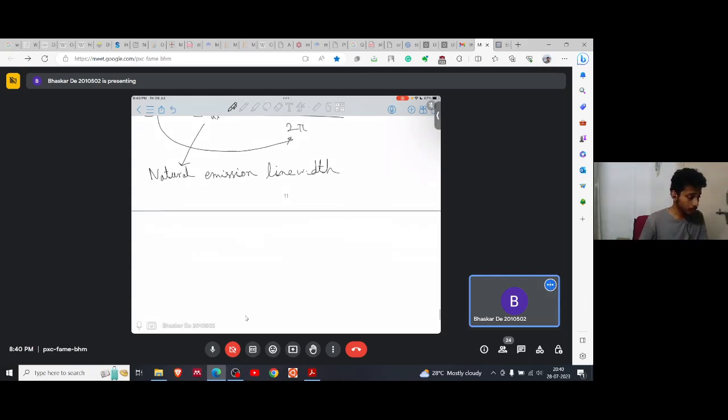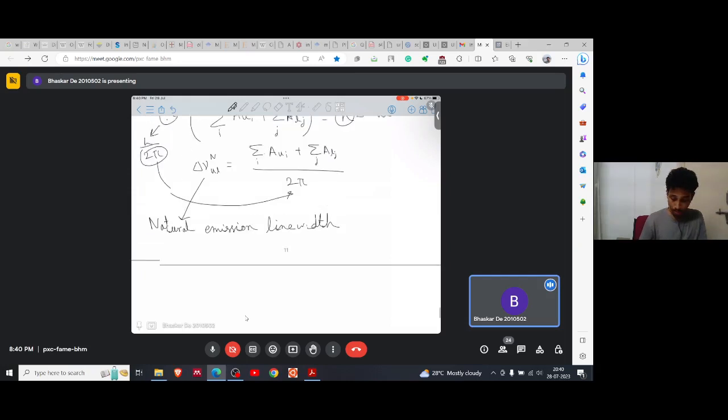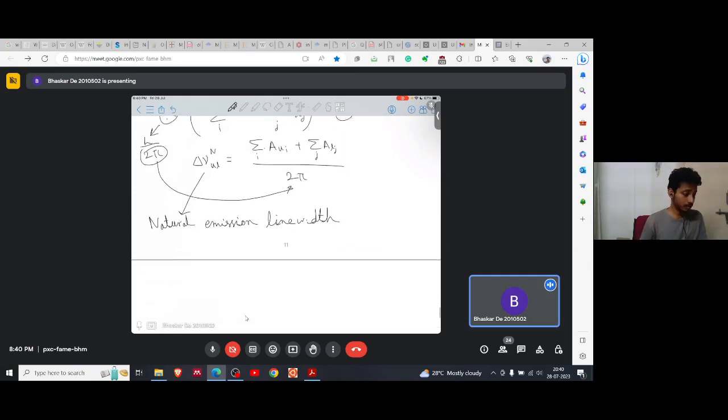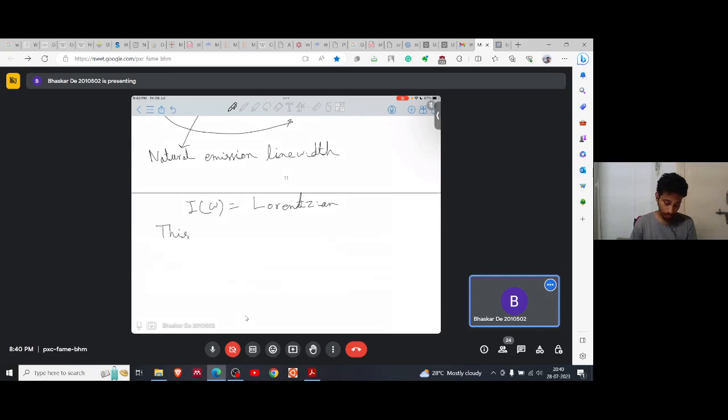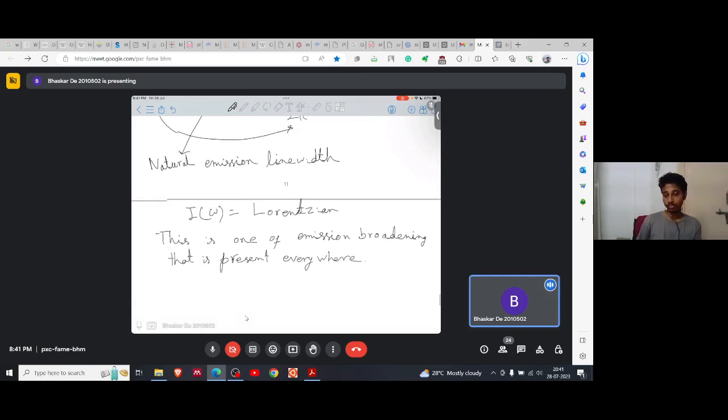So again, this is how the natural line width comes into the picture, and from here again if we calculate the I omega we will see a Lorentzian.